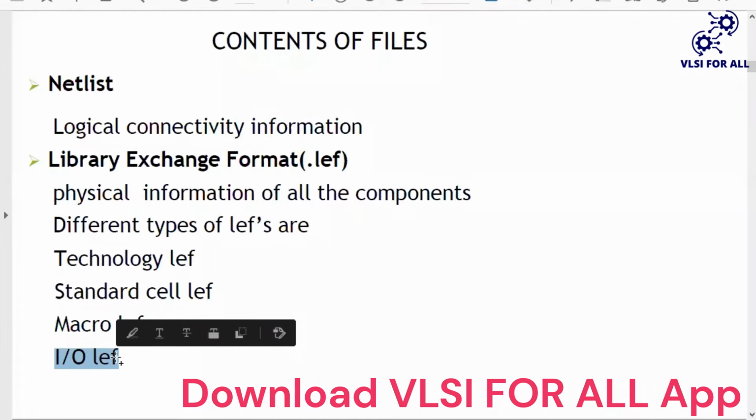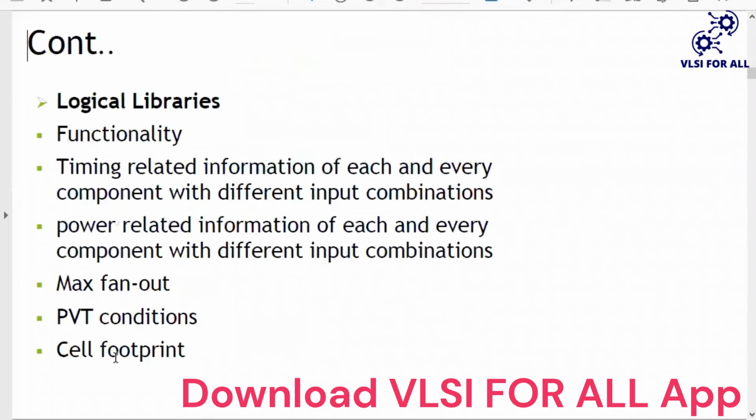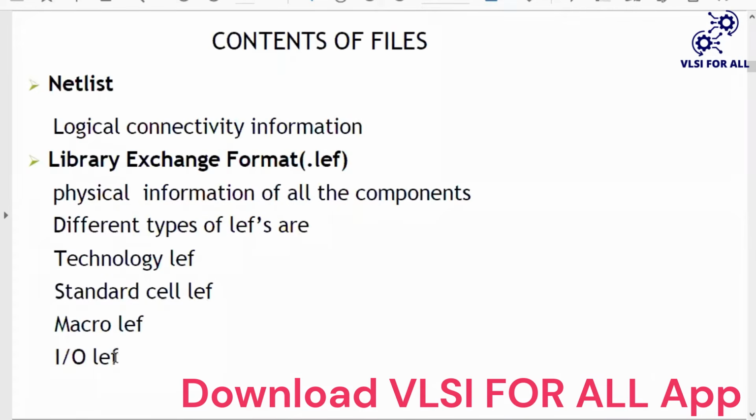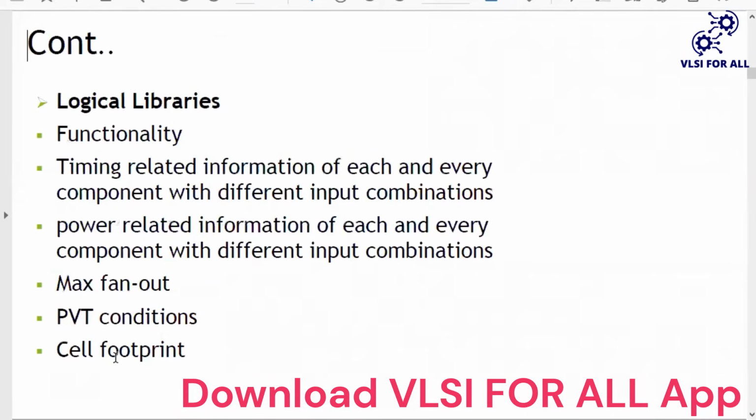Okay, those LEF infos, the input and output pins, are also present in this LEF, the library exchange format. Not only library exchange format, we can also call it layout exchange format. Layout is nothing but physical info is present.